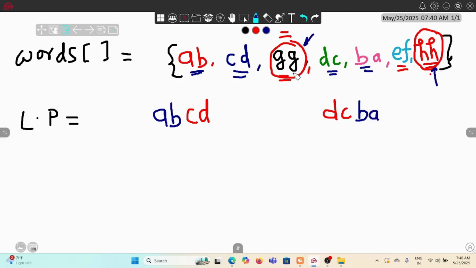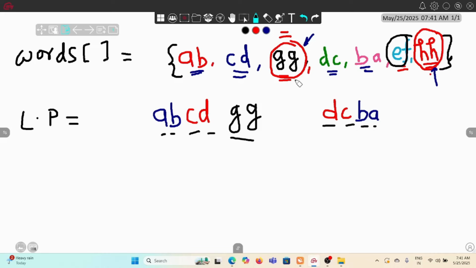Only one of them. So let me pick GG. We can put GG here as it is. Only one of the equal pairs can be put here. We cannot pick EF here. We could pick either HH or GG. Now you can see that this is a palindrome. You can check here: this is A, this is B, then this also B, then this is C, then it is also C, similarly like that. So we have found the largest palindrome in this way.